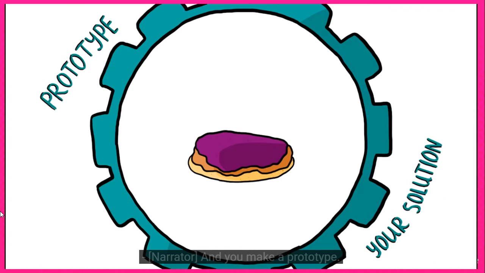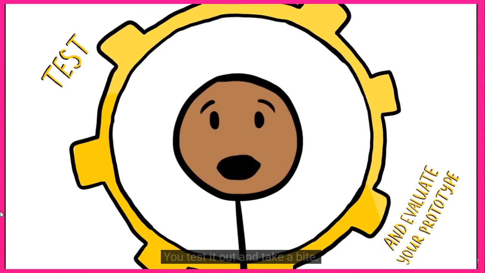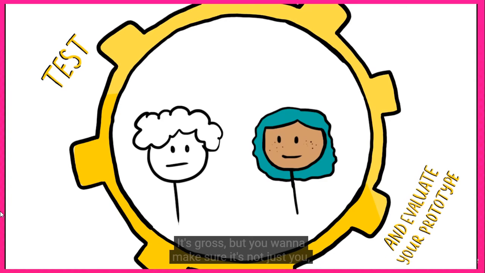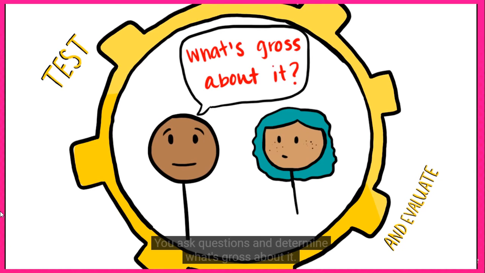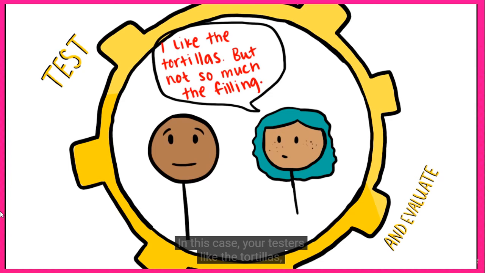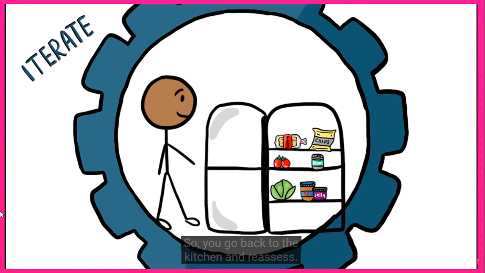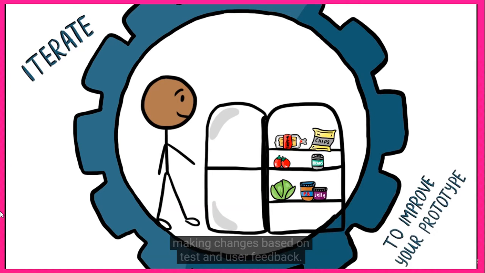And you make a prototype. You test it out and take a bite. It's gross. But you want to make sure it's not just you, so you get others to test it out, like your roommates or family. Everyone agrees. It's gross. You ask questions and determine what's gross about it. In this case, your testers like the tortillas, but not so much the PB&J. So you go back to the kitchen and reassess. This is what engineers call iterating, making changes based on test and user feedback.